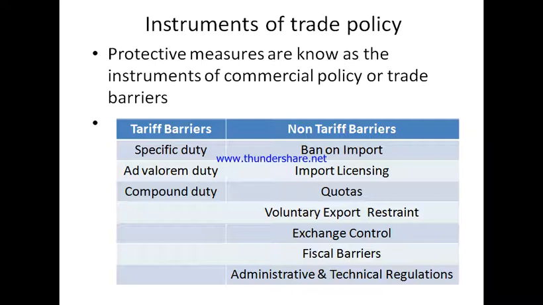Basically, these trade barriers are divided into two parts: tariff barriers and non-tariff barriers. Tariff barriers are like specific duties, ad valorem duty, compound duty. Non-tariff barriers are like ban on import, import licensing, quota, voluntary export restraint, exchange control, fiscal barrier, administrative and technical regulations. Now we are going to cover one by one.